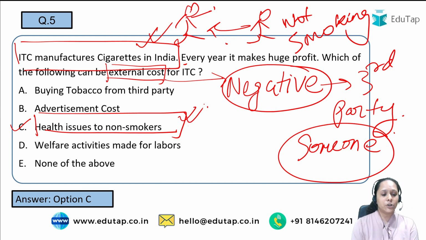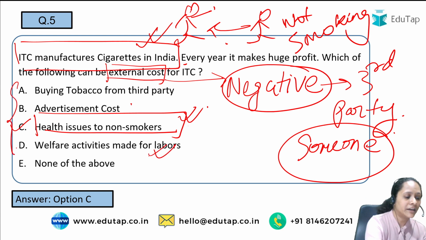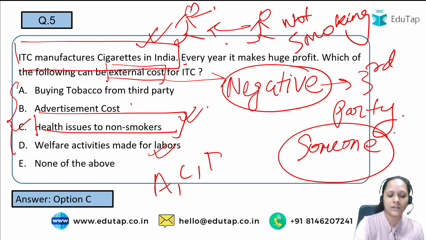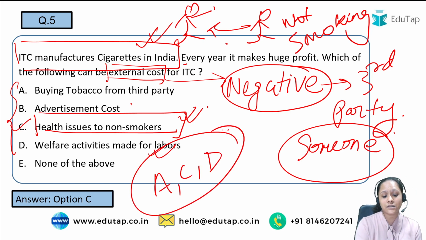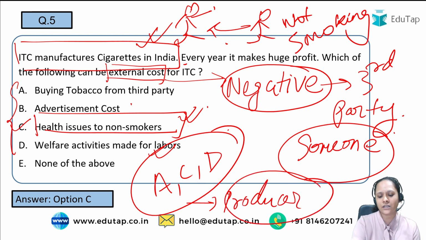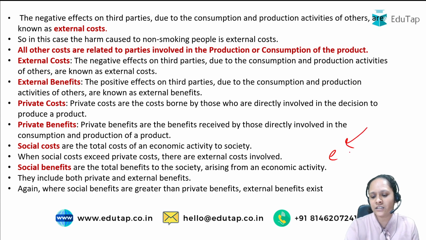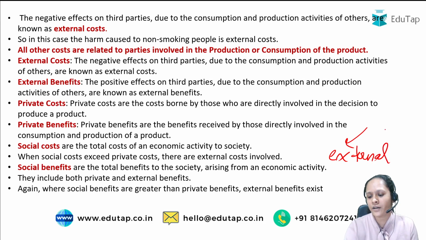Now, buying tobacco, advertisement costs and welfare activities, all these costs are associated. That is option A, C and D. Ye jo tino cost hai, ye teen kis se associated hai? It is associated to the producer ka wo apna cost hai. ITC ye cost ko khud bear kari. It is not a third party cost and it is not classified as a external cost. Samajaya? Now you can see there can be two types of costs. One is external, theek hai? And one is internal.